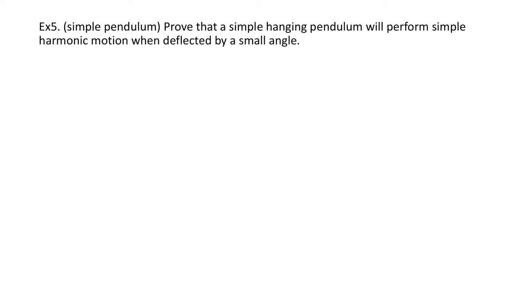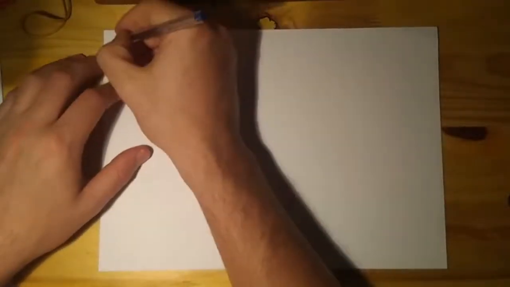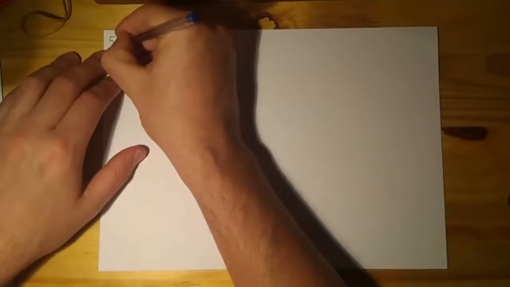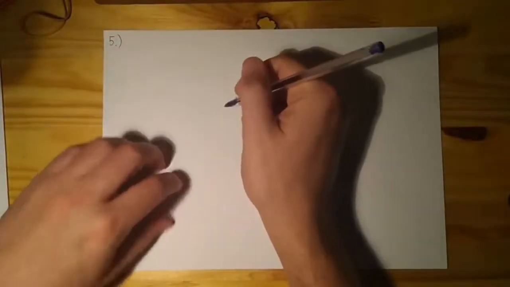Okay, now for the final problem, we have to prove that a simple hanging pendulum will perform simple harmonic motion when deflected by a small angle. Okay, so now this is a problem we'll have to approach with a little bit more finesse and see how we can derive the differential equation for simple harmonic motion for it.